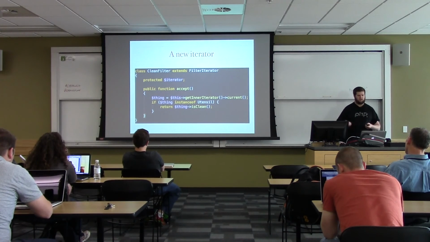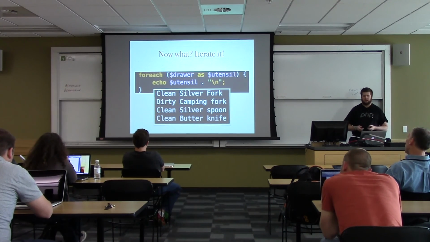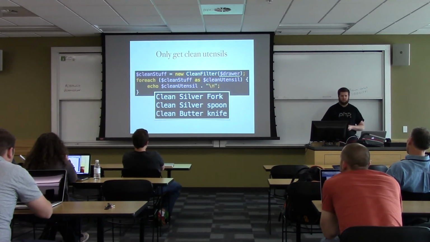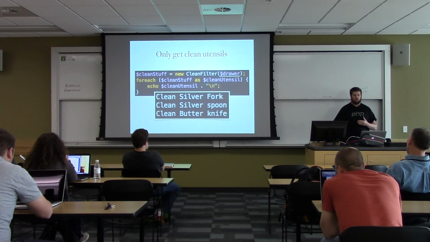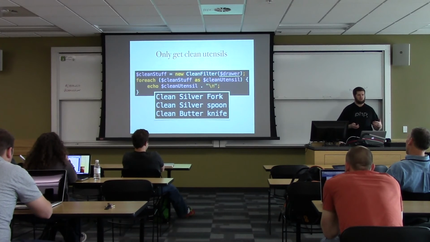So we run it over the same exact code, and look here, this is the earlier one. We've got our dirty camping fork, right? We used it and stuck it away. When we go and we say run, build this clean filter, and then loop over it, we end up with just our clean stuff coming back out. So it excluded that dirty camping fork, even though it's still in the drawer. We just didn't get it out of the drawer.